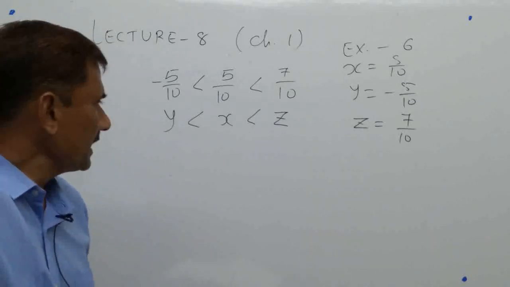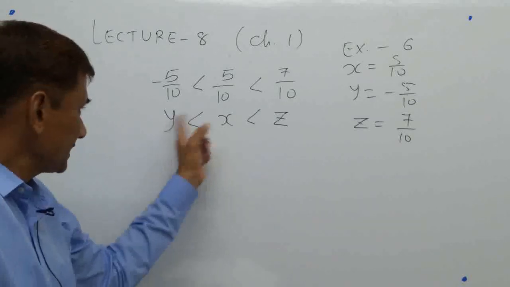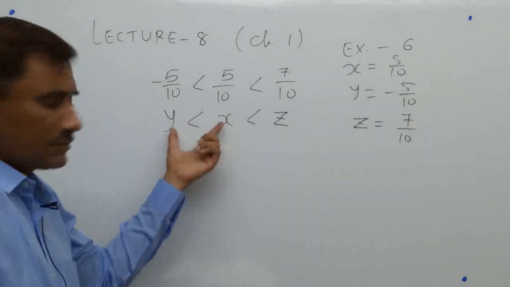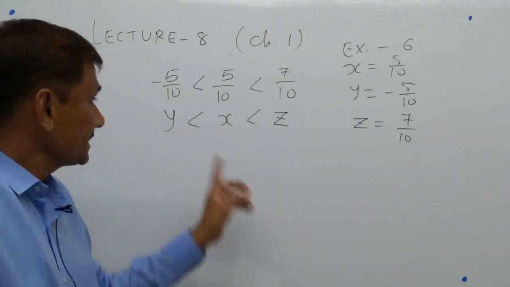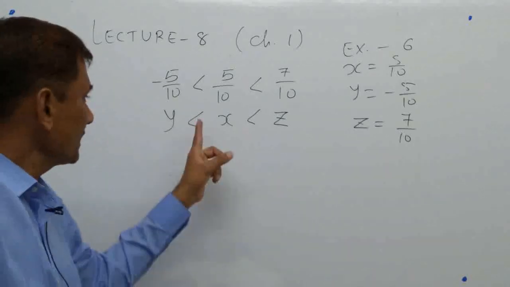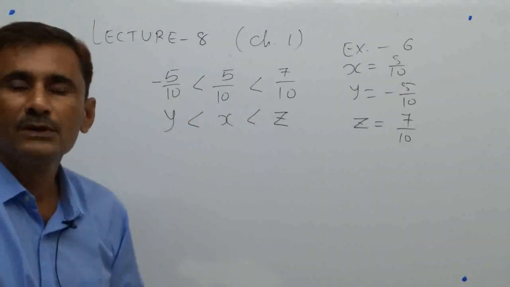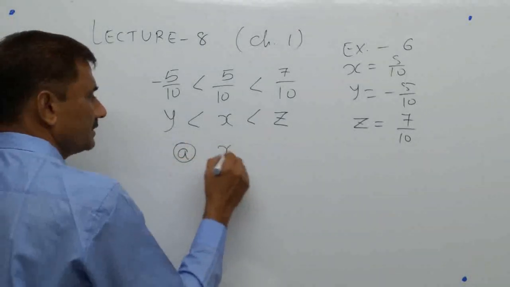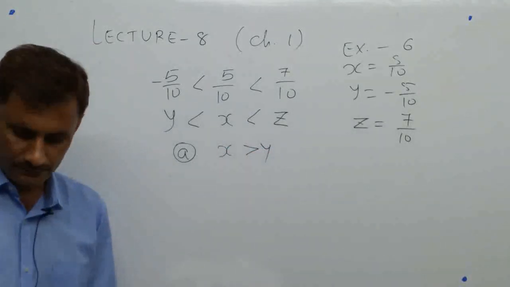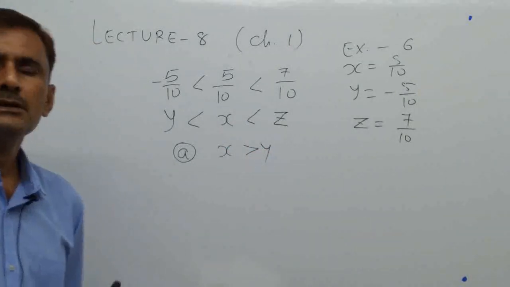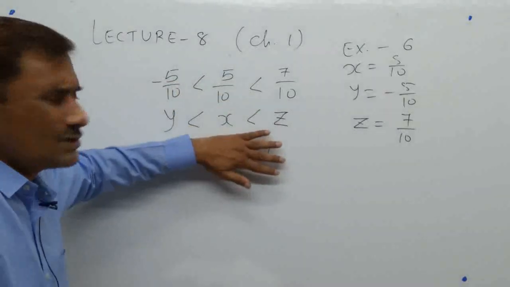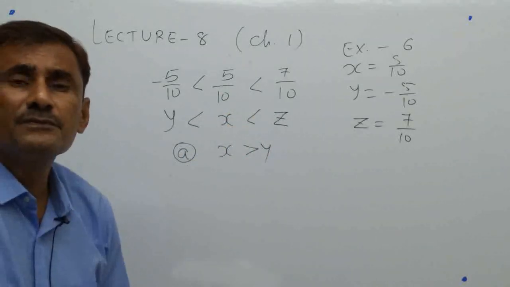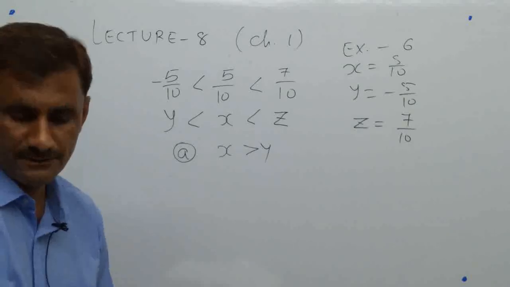Look there, first of all, x greater than y. That is right, because x is greater than y. Y is greater than z is wrong, and z is less than x is also wrong. So the first option is correct, because x is greater than y. So option A is correct. First of all, don't look directly at the options, just arrange the numbers. After arranging, you can say which option is right and which one is not.